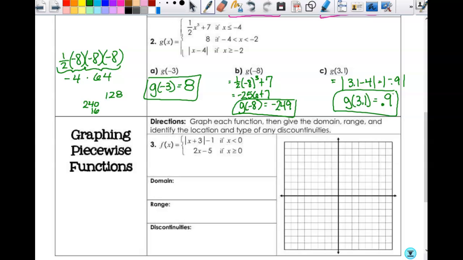Any questions at this point? All good? All right. So let's talk about graphing. Shouldn't be new to everybody, but it may be new to some of you. But if you can graph the other stuff, you can graph this. So it's really not that big of a deal.